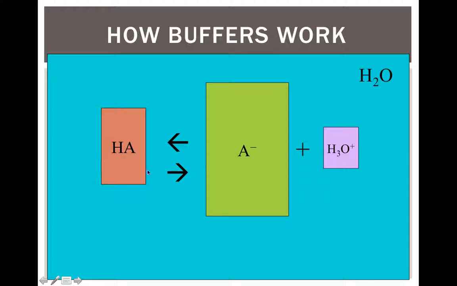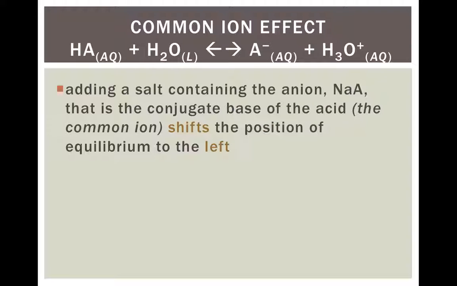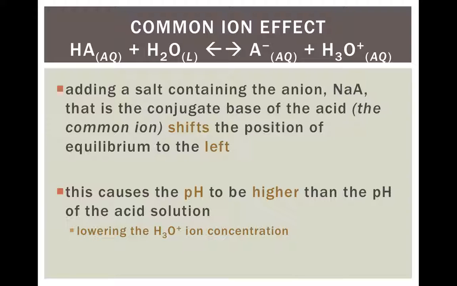You're going to be adding and subtracting the acid and the conjugate, but the H3O plus stays the same, then the pH stays relatively the same. This works through the common ion effect, which is the idea that if you have an ion the same in the acid and the conjugate base, when you add either or, so if you're adding more salt, you're adding more base, you're adding more acid, it's going to shift the position of the equilibrium and therefore not add more H+. So this would cause the pH to be higher than the pH of the acidic solution, which lowers the H3O plus concentration. And the whole name of the game is keeping that H3O plus or the H plus concentration the same.